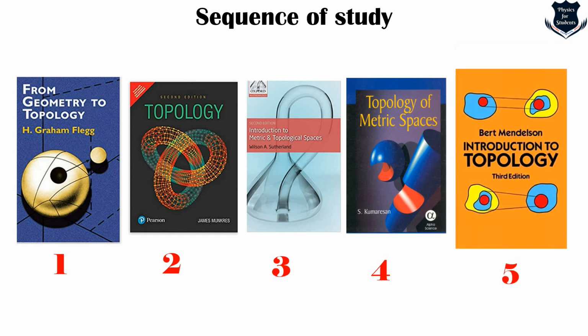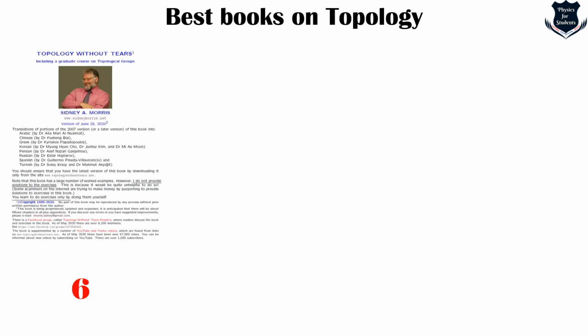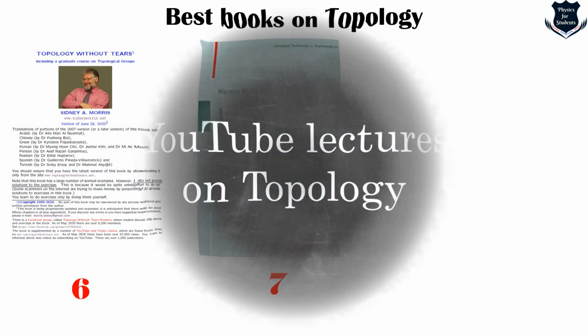And then you should go into Bert Mendelson's Introduction to Topology. Then it will be Sidney Morris's book. And then finally Introduction to Geometry and Topology. So this is the sequence. It is not that you need to have all those books, but this is the sequence of study: you learn the basics, then you move into metric spaces, and then you go into the real part of topology.